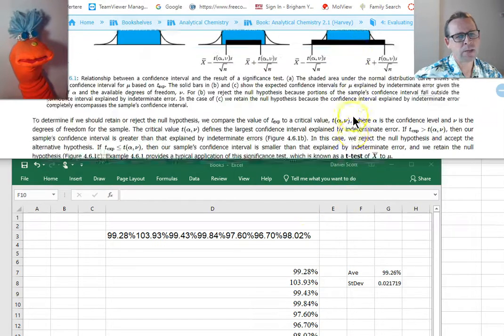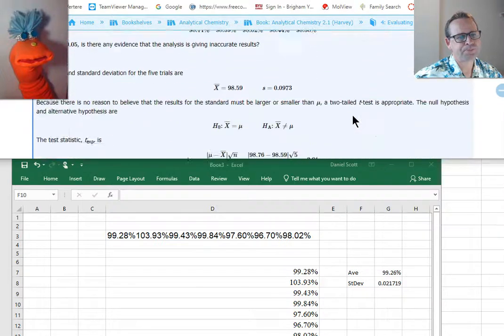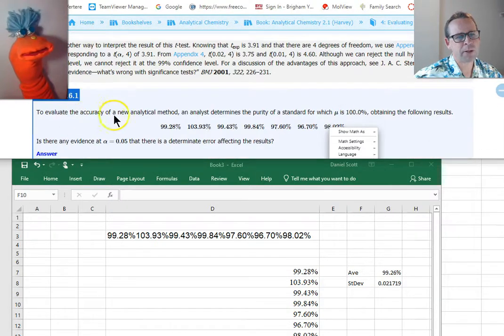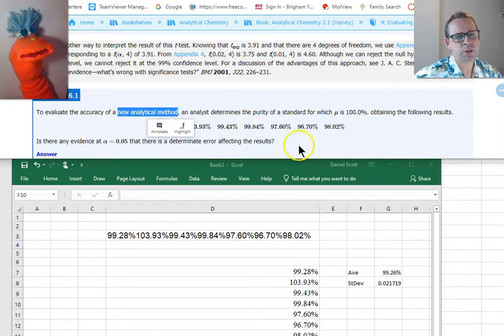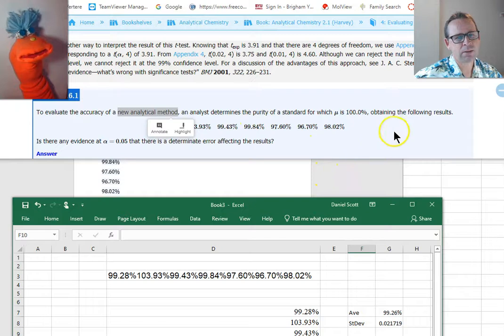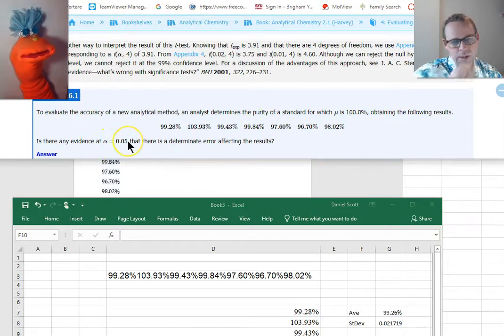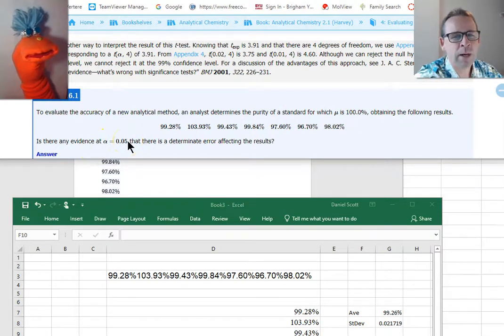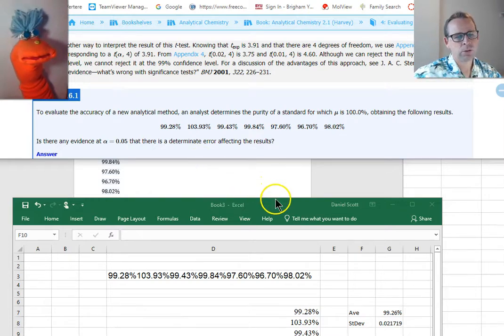And looking back at the question here, to evaluate the accuracy of a new analytical method, the analyst determines the purity of the sample, which is 100%, through these results. Okay, so if we say, yes, our method works, what would that mean in terms of null hypothesis? You mean you're testing to see if this new method is good? That's right. And if it's good, then that means the null hypothesis would be confirmed, that there's no difference. That's right. Very good.